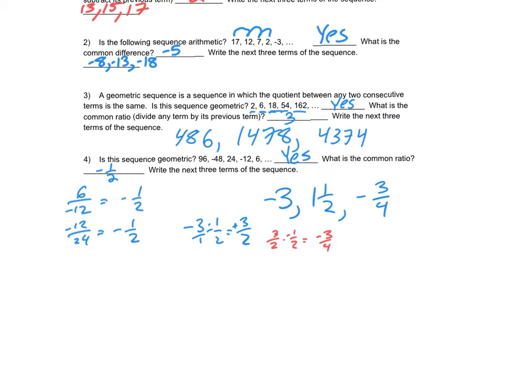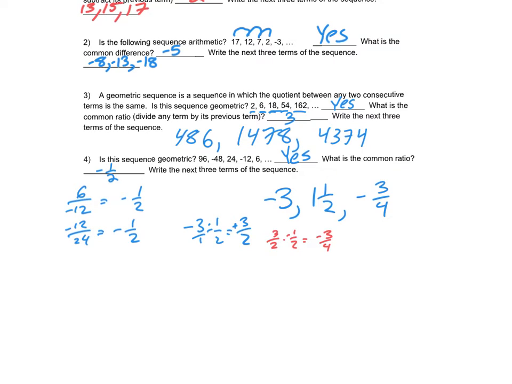If I take negative 12 and divide it by 24, I get negative 1/2. If I get 24 divided by negative 48, I get negative 1/2. Remember that I'm dividing by the previous term, so the common ratio is negative 1/2. Do not tell me that the common ratio is divided by 2. It's not asking you what you divide by. The common ratio is what you are multiplying by, and I'm multiplying each time by negative 1/2.